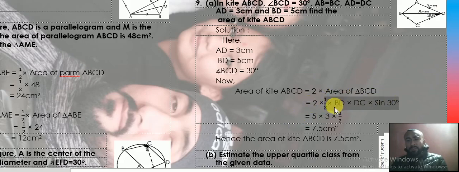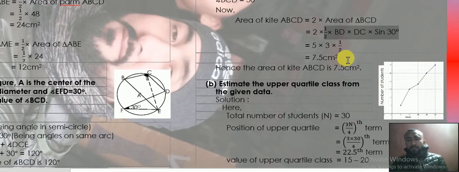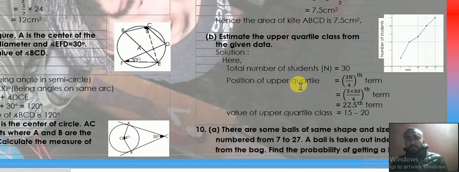Area of triangle BCD is equal to half BD multiply DC multiply sine 30. So from here you get the area of the kite is 7.5 square centimeters.